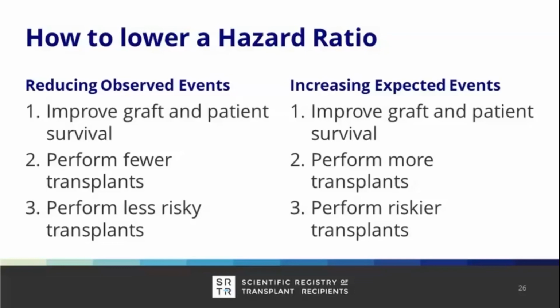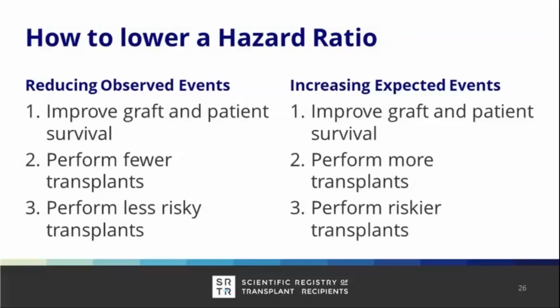Now, on the expected event side, if you want to increase your expected events, you could perform more transplants, right? The more transplants you perform, the more graft failures and deaths we will expect. Or you can perform riskier transplants. If you perform riskier transplants, we will predict more graft failures and more deaths, right?